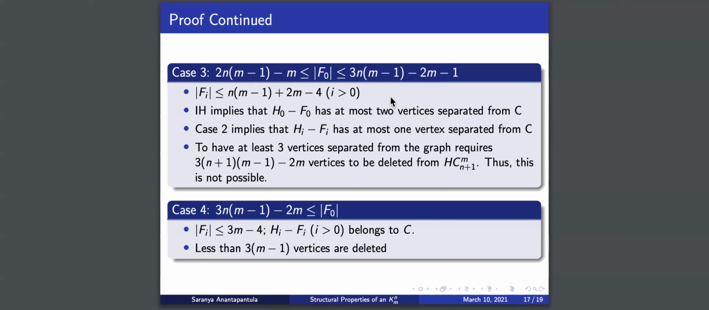Lastly, in case 4, we're trying to say F0 is greater than or equal to 3n times (m minus 1) minus 2m. Then at most 3m minus 4 other vertices will be deleted from the rest. And according to case 1, Hi minus Fi belongs to C. We can say that the large component of H0 minus F0 is part of C for similar reasoning to case 2, because fewer than 3 times (m minus 1) vertices are deleted outside. So at most 2 vertices remain separated from C. And with that, we can conclude this case, and the proof for theorem 2.2.